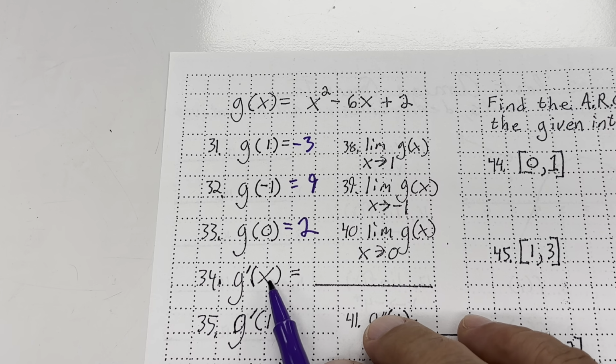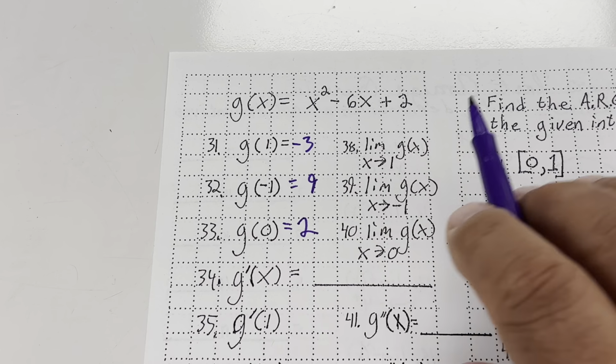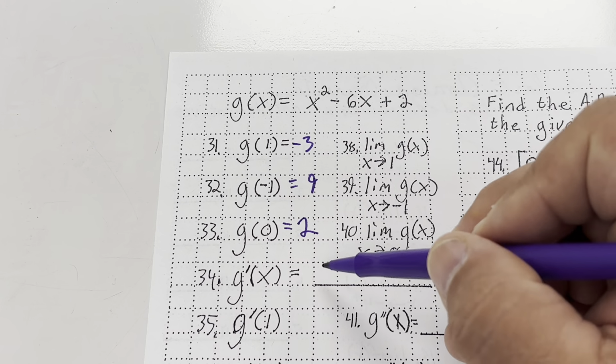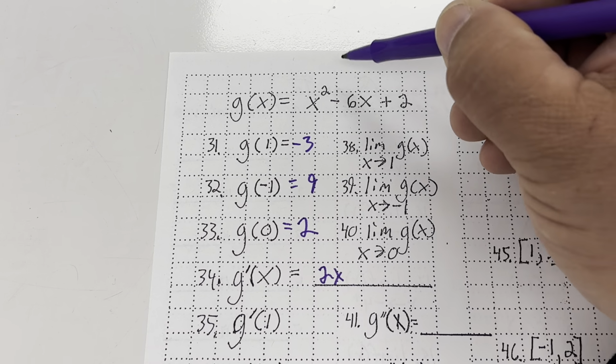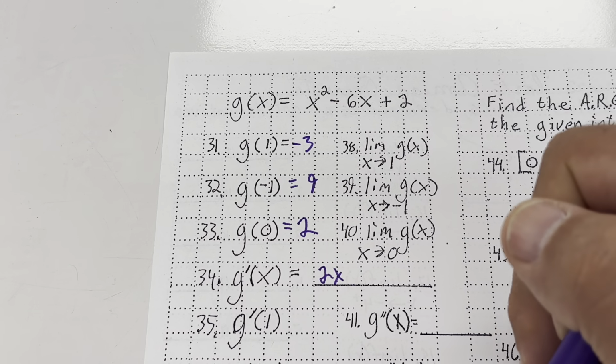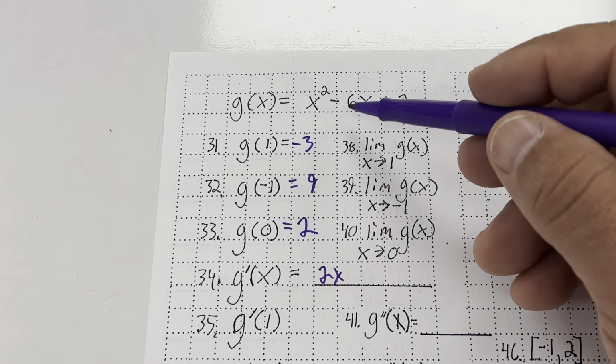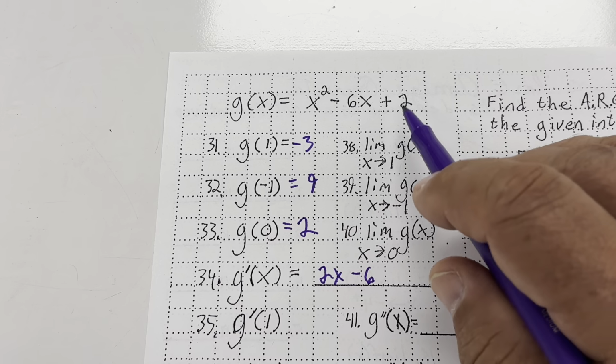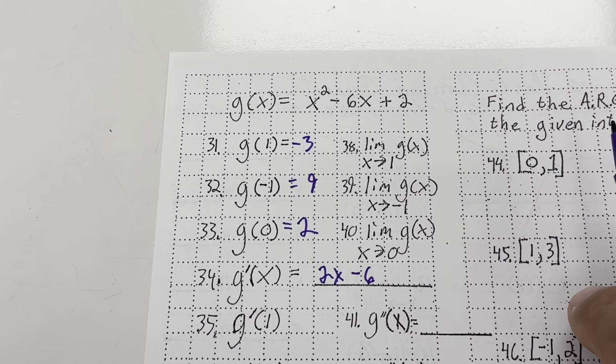G prime of x, we're expected to find the derivative. So the derivative, we'll use the power rule, 2 times 1, that's 2x. And then we subtract 1 from the exponent, so it would just be 2x. The derivative of negative 6x is negative 6. The derivative of 2 goes away to 0.